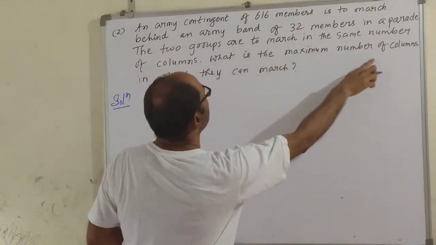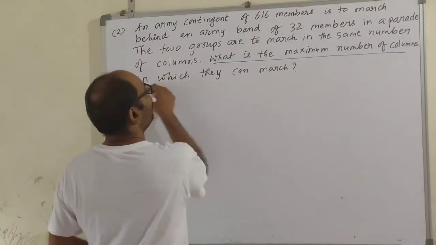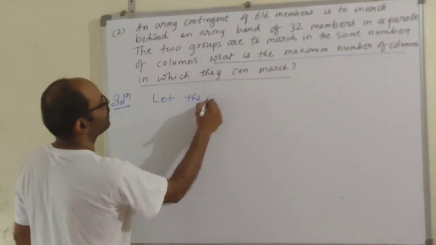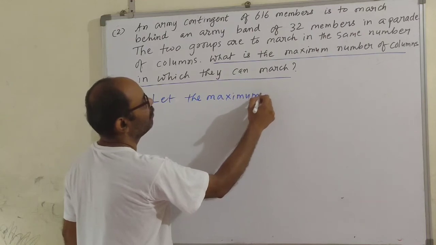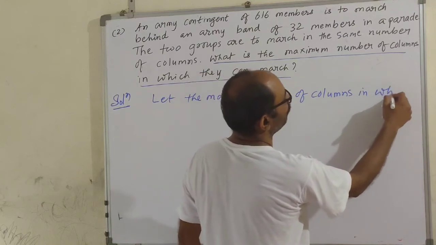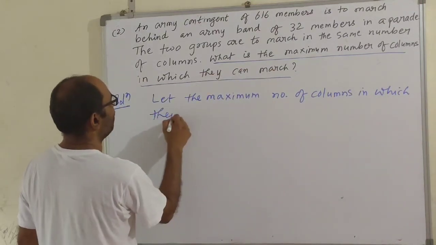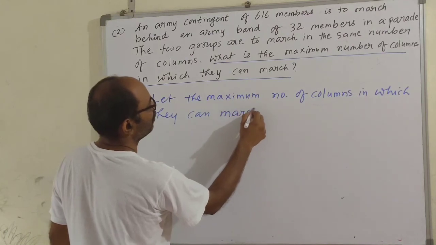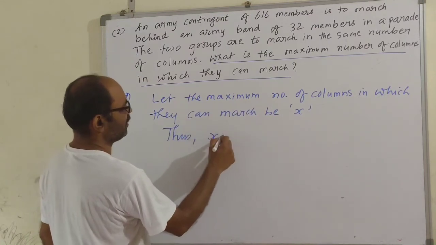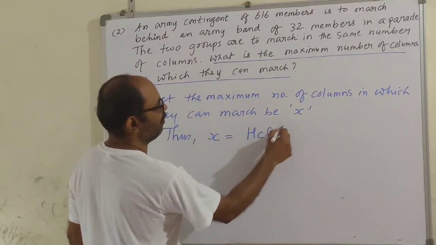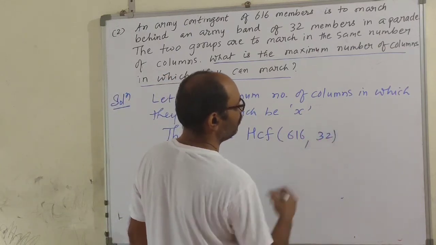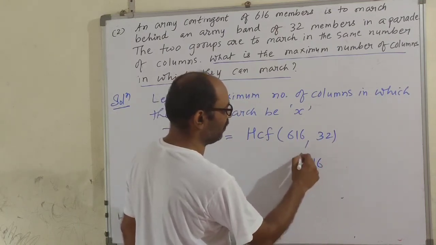What is the maximum number of columns in which they can march? Let the maximum number of columns in which they can march be X. Thus, X is equal to HCF of 616 and 32. Let's obtain the prime factors of 616.